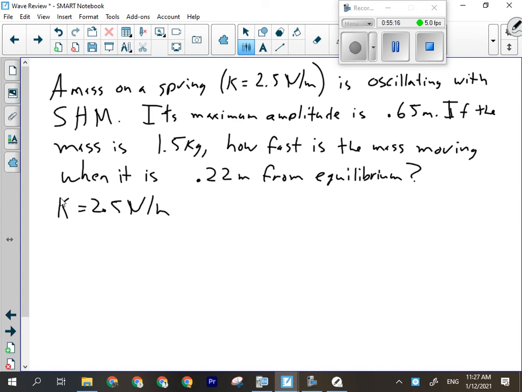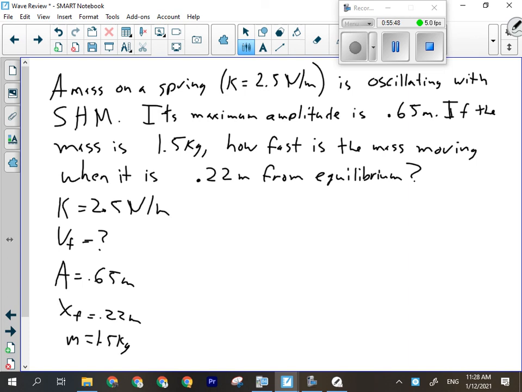We know this isn't a Hooke's law question for two reasons. I was asked to do a law of conservation of energy question, and secondly because this one talks about speed at two different points. So we're looking for V final. We don't know what it is. We do know the maximum amplitude is 0.65 meters, and we know that XF, our other displacement, is 0.22 meters, and we know the mass is 1.5 kilograms.